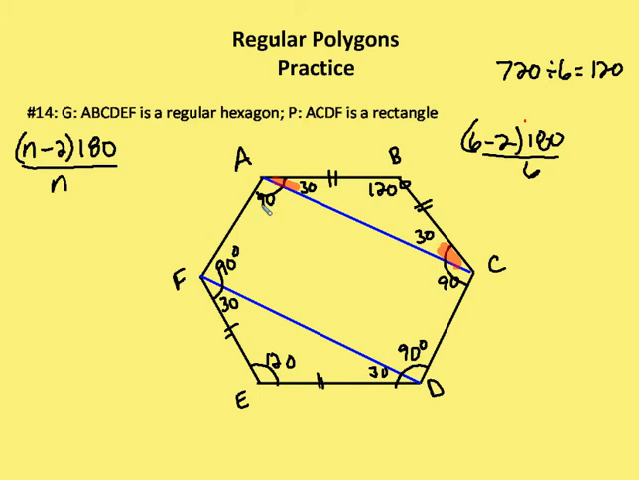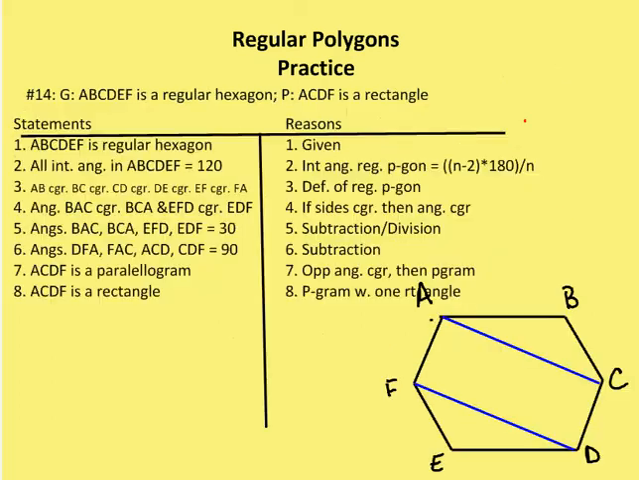So now I have a quadrilateral with 4 right angles. If I have a quadrilateral with 4 right angles, then I know that the figure is going to be a rectangle. All right, so let's go back to our proof, and I'll write this out as a two-column proof. I have my statements and my reasons.